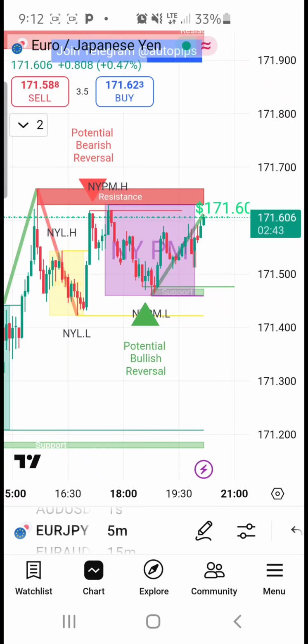Welcome to this session. In this session, we will be discussing how to make use of the ICT indicator in the indicator packs. As we know, the ICT strategy is focused on identifying institutional traders and their footprints to predict market prices.